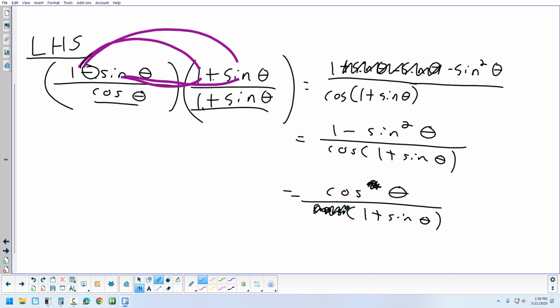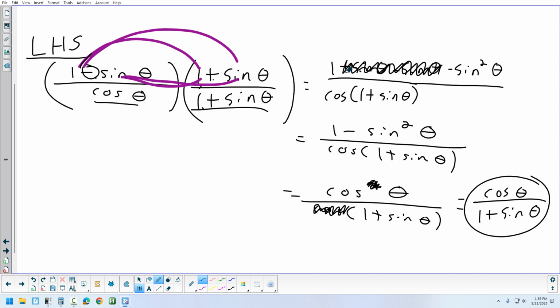Now you're left with what in the top? Cosine in the top, over 1 plus sine in the bottom. And that's what they wanted you to get. So the trick here that sometimes people don't see was multiplying by the conjugate. Once you do that, a lot of things cancel out, and then you're at the second to last step. That's the whole problem.